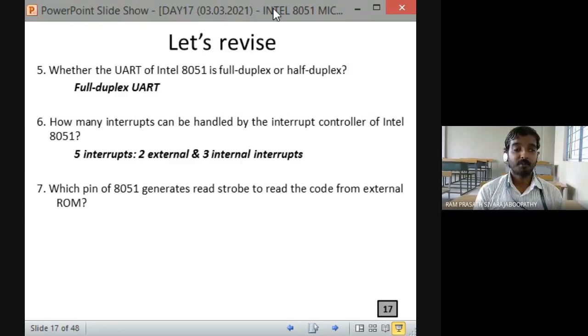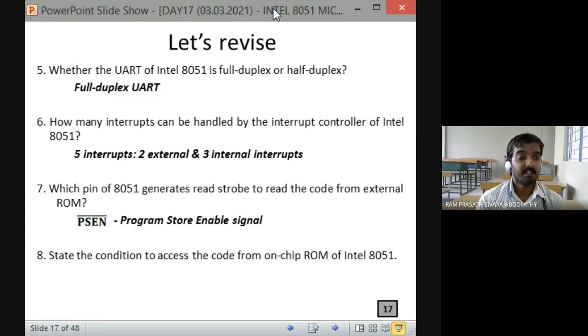Which pin of 8051 generates the read strobe to read the code from external ROM memory? Which signal of Intel 8051 can be used to read the code from external memory? I mean external program memory. Yes, very good Dixon. What you have typed, EA bar, is for enabling external program memory. Correct? To read the code from the external memory, we have one signal, PSEN bar.